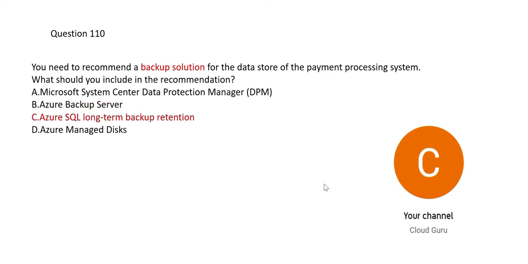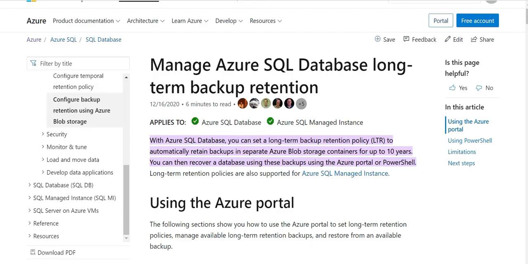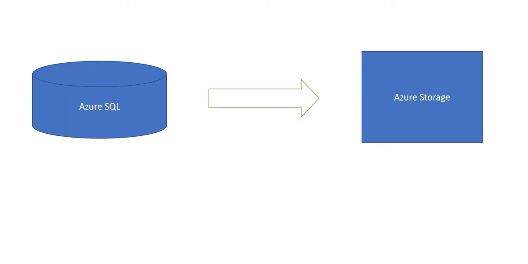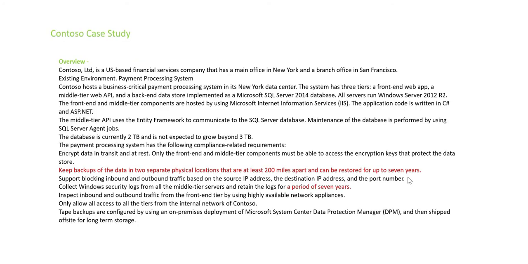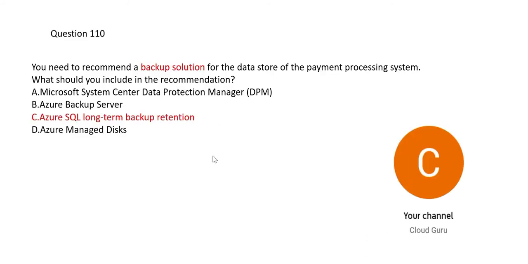Now option C is a potential solution, because this is talking about a data store, and Azure SQL is a data store. For a SQL database, you can set a long-term retention policy, LTR, to automatically retain backups. The backups go from the database to Azure storage, maybe blob storage, and are kept there. The case study says the current environment is retaining for 7 years, and that has to be continued in the new environment. Hence, this looks to be the right option.